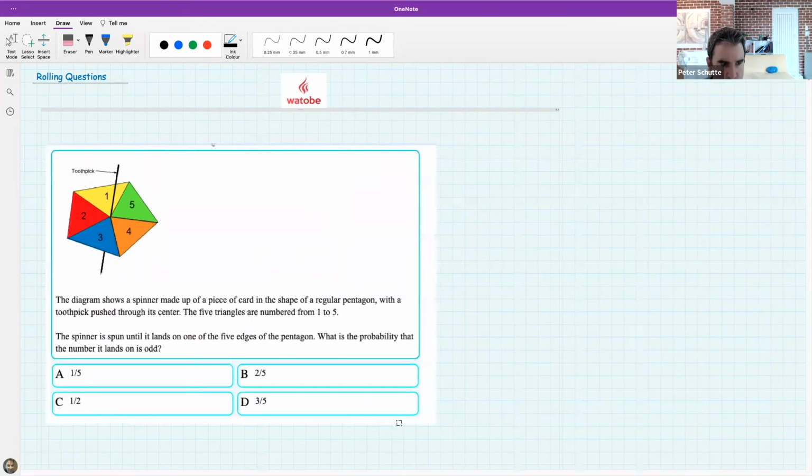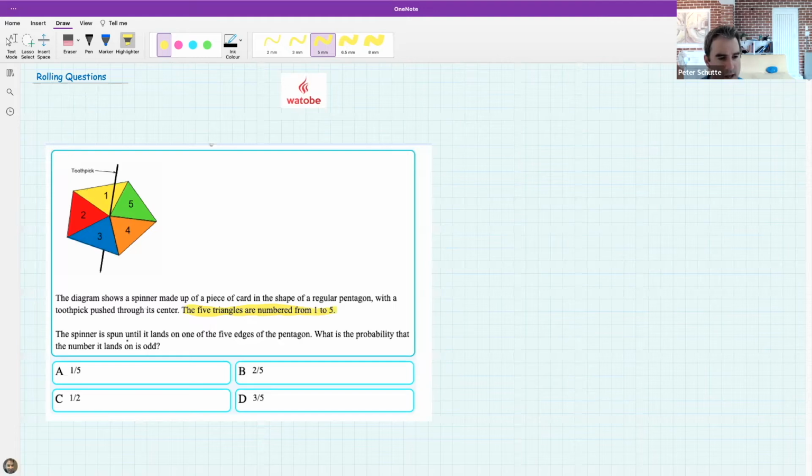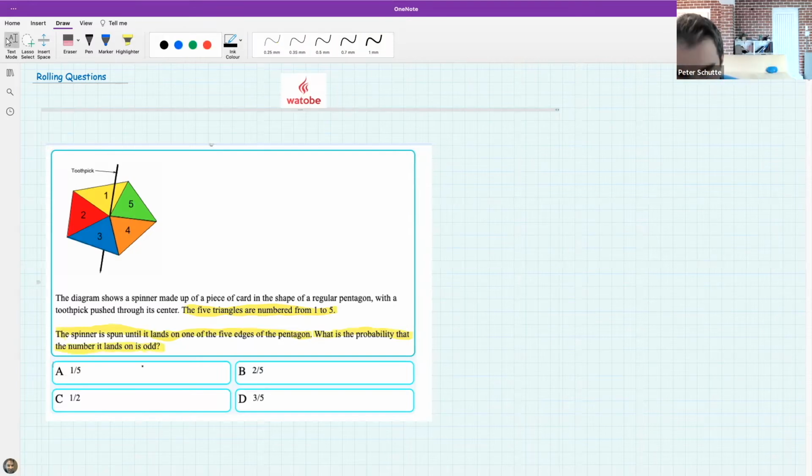Example number 2 is a spinner in the shape of a pentagon with a toothpick pushed through its center. And there are 5 triangles numbered from 1 to 5. The spinner will spin until it lands on one of the 5 edges of the pentagon. What is the probability that the number it lands on is odd? I want you to try and calculate that.